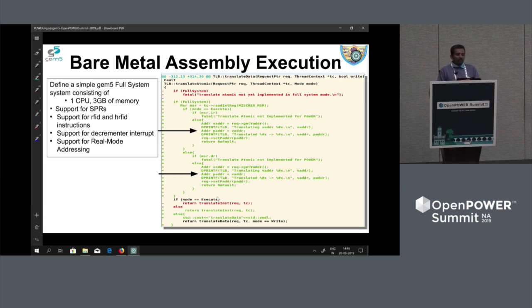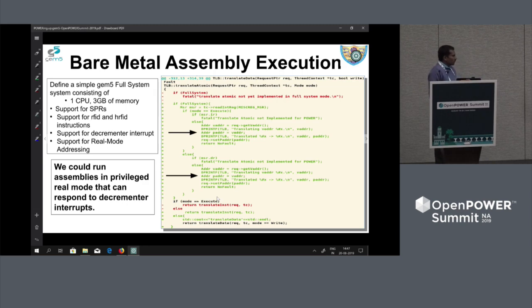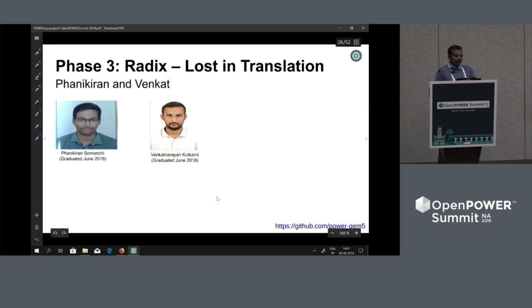But given this much, with the return from interrupt instruction, the decrementer interrupt, and the placeholder with no translation, right? Physical address is equal to virtual address. We were able to run bare metal programs at this point, or what are called real mode programs. And so that was again an important milestone. What was missing here was, of course, the address translation, which is what we took up next.